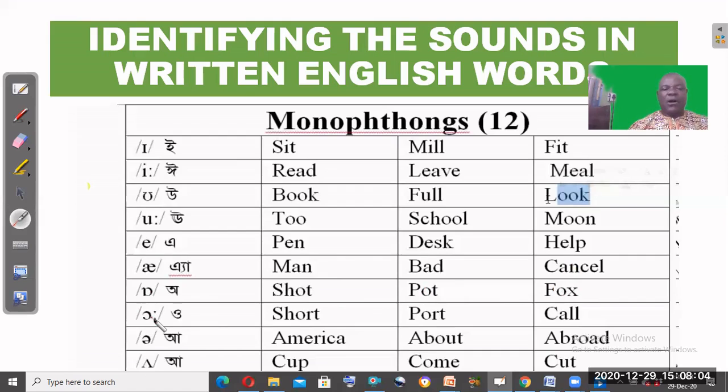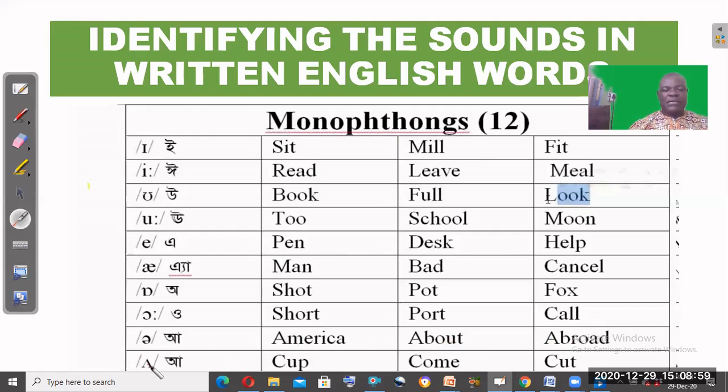Next we have or. That's the long vowel counterpart of o. We have or as in short, pot, call, short, pot, call. Then we have the schwa sound, which is unstressed. And that's what we have in America, about, abroad, America, about, abroad.